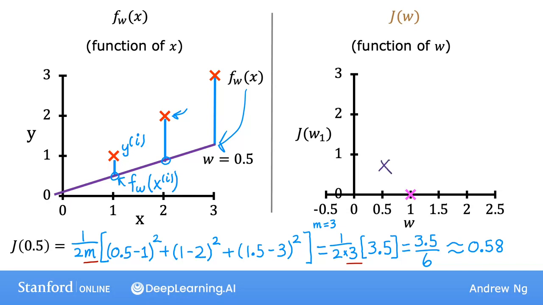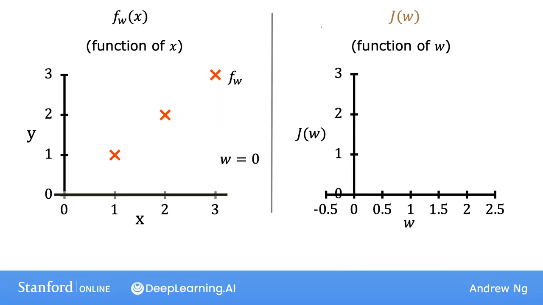Okay? Now let's try one more value for w. How about if w equals 0? What do the graphs for f and j look like when w is equal to 0? It turns out that if w is equal to 0, then f of x is just this horizontal line that is exactly on the x-axis. And so the error for each example is a line that goes from each point down to the horizontal line that represents f of x equals 0.